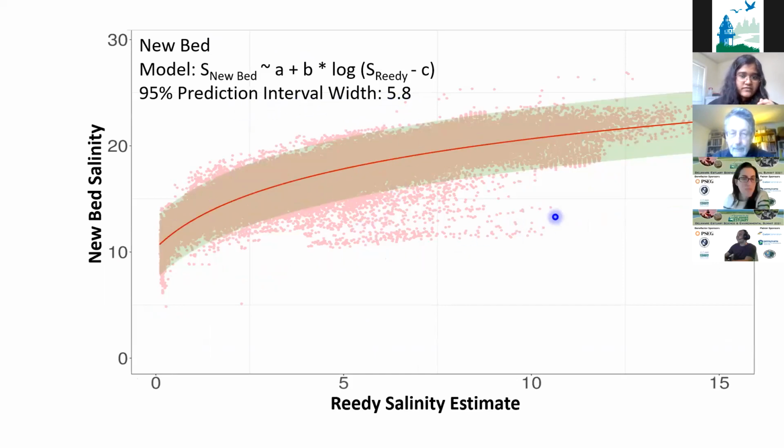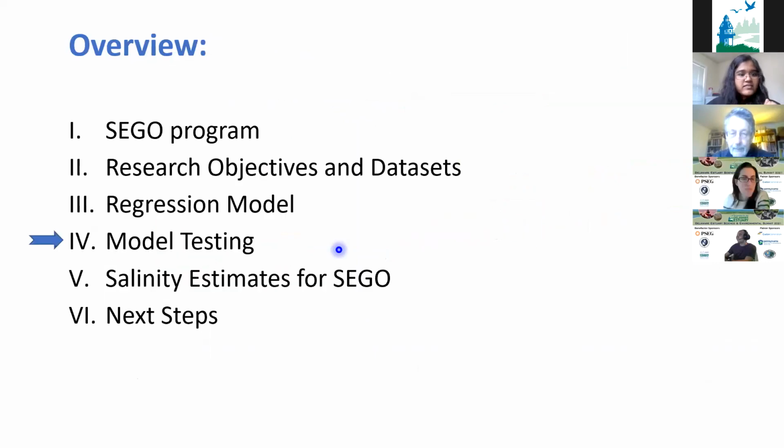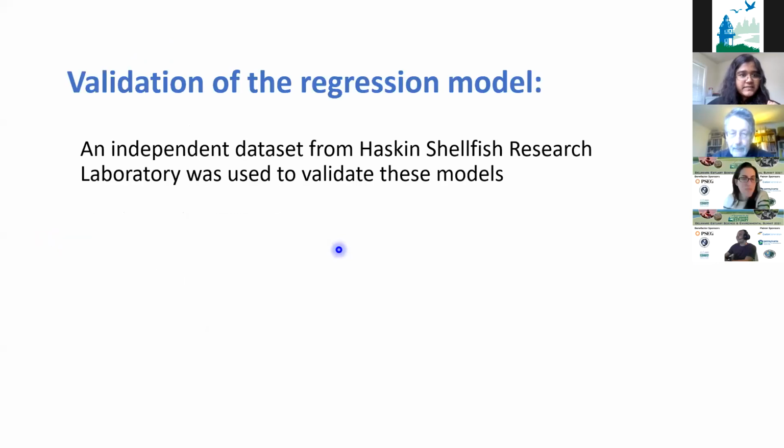We have quite a few outliers for New Bed, and we have found outliers in less than 0.02% of the data, and work is ongoing to remove them. And we think it is because of sensor fouling. And then I'm going to talk about model testing.